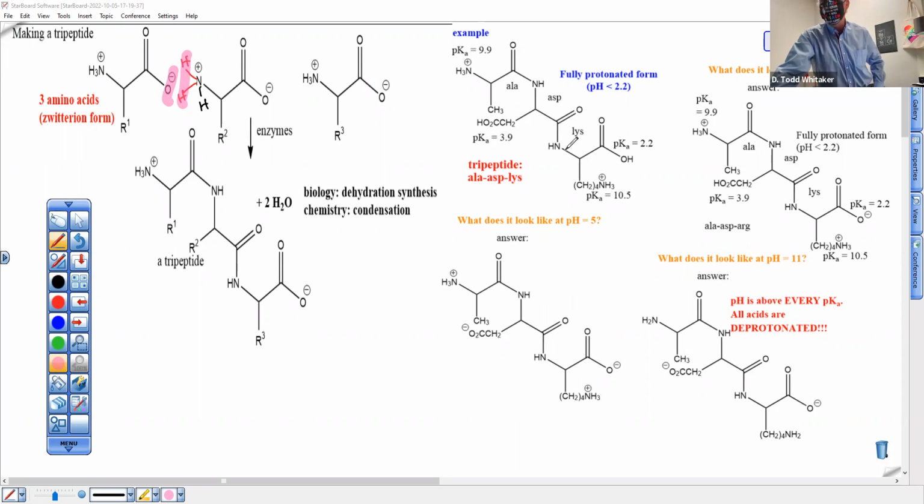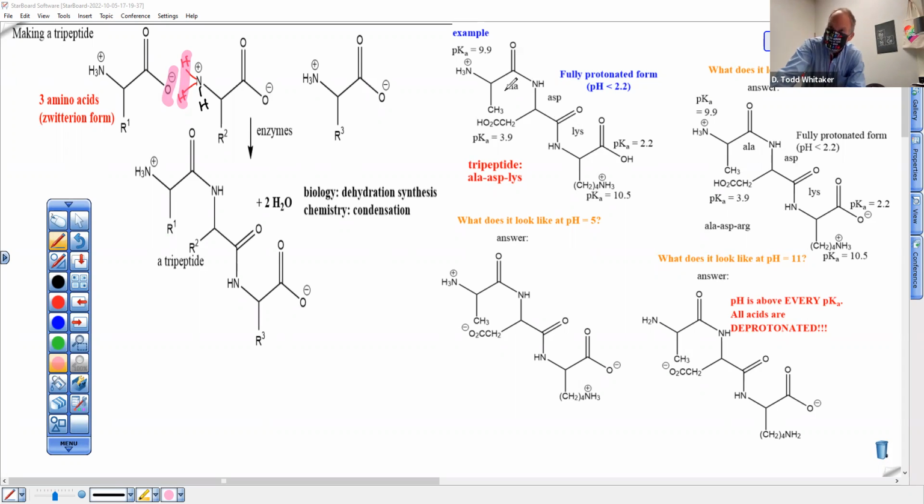When the environment's more basic than your pKa, you lose your proton. When the environment is more acidic than the pKa, that's to say it's lower than the pKa, you get your proton. Fully protonated form has the environment with a pH less than all the numbers. Fully deprotonated form has pH above every one of the numbers. Right here, 11 is above all 4 of these numbers. And there's the story.